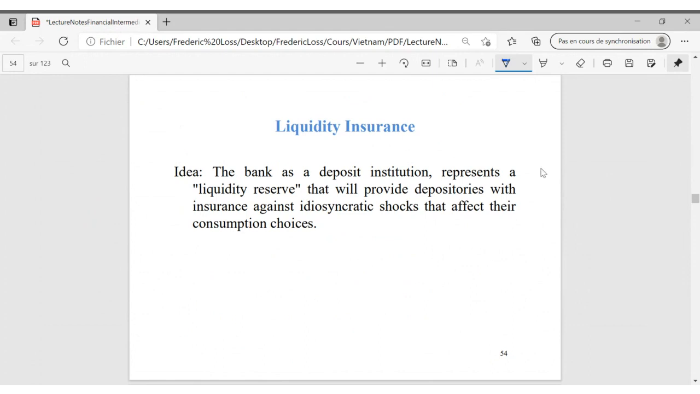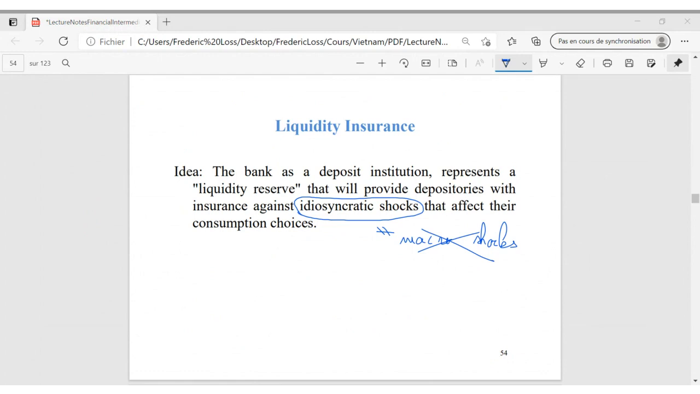Do you know the definition of an idiosyncratic shock? It is the contrary of a macroeconomic shock. It is a shock which is going to affect only one person, not everybody, just one person. This is an idiosyncratic shock. Are you familiar with that? Yes, okay, great, thank you.